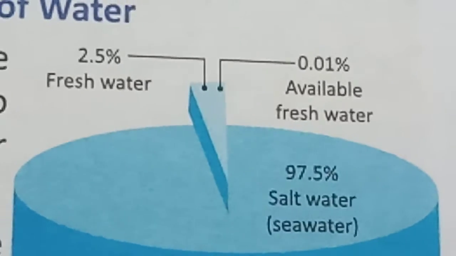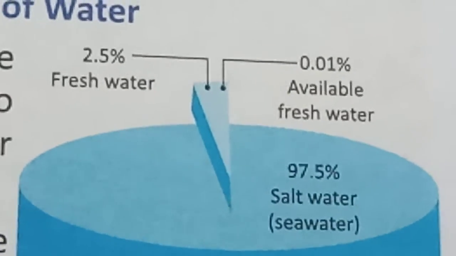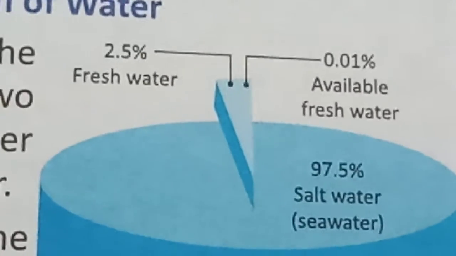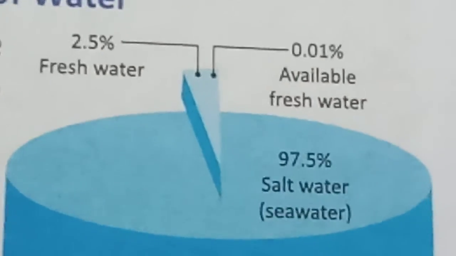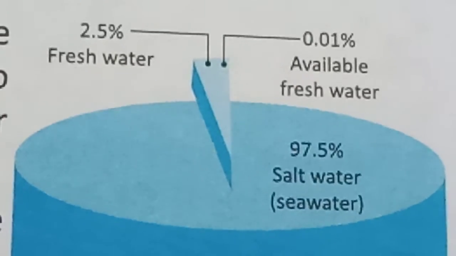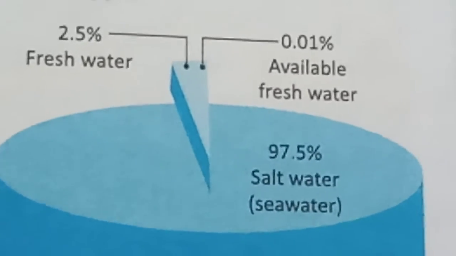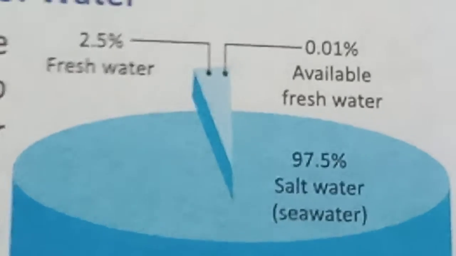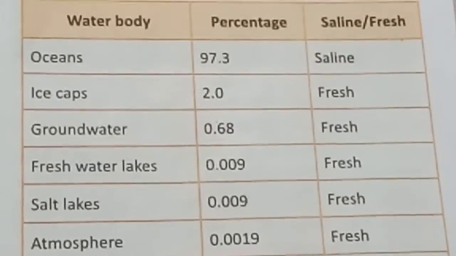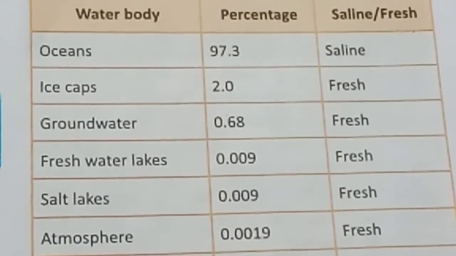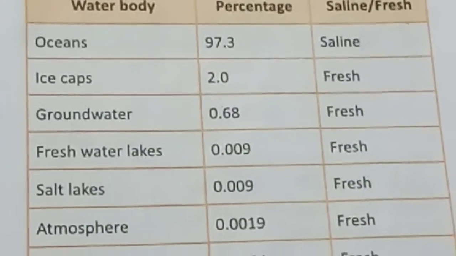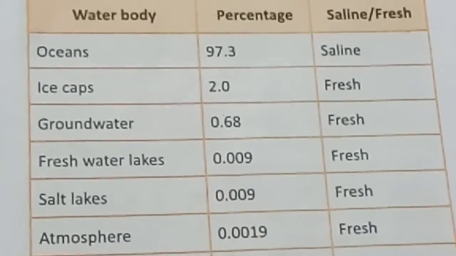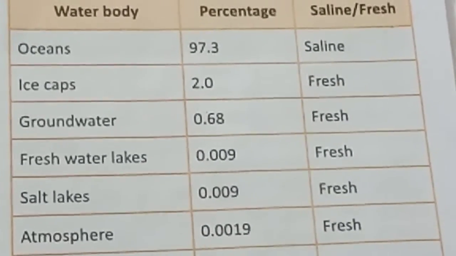Students, only 3% of the water is fresh or sweet and is fit for drinking. Fresh water is found in lakes, rivers, groundwater and air. The biggest source of fresh water is precipitation in the form of rain and snow. So students, look at this table: water body, percentage, and saline water or fresh water found in this water body.